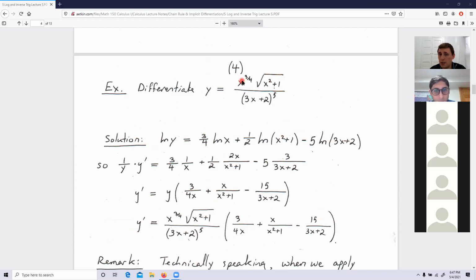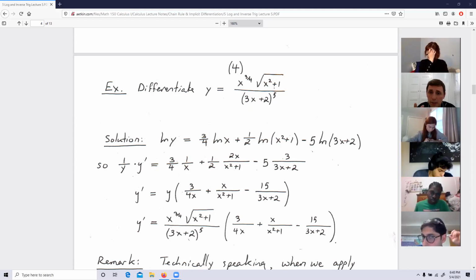Ln y is this expression. You all see I just applied the logarithm, there will be two sums and one subtraction. 3/4 drops down, 1/2 drops down, and 5 drops down. So this is the expression I get. Now, what's the derivative of 3/4 ln of x? It will be 3/4 times 1 over x. The next will be 1/2 times 2x over x squared plus 1. You see, I use chain rule. Derivative of logarithm is 1 over what's in the belly of the logarithm times the derivative of what's in the belly.